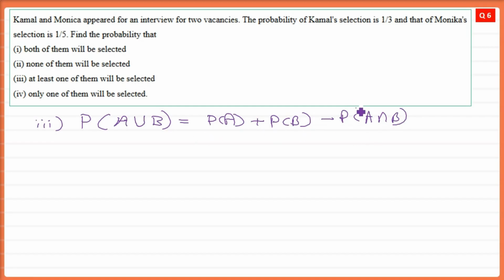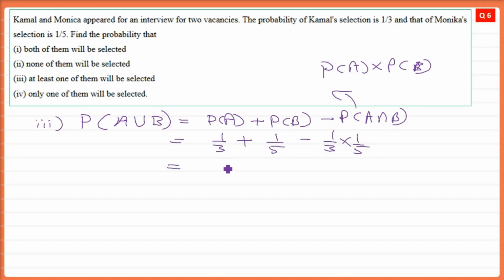And since we have earlier known that they are independent events, P(A intersection B) will be P(A) multiplied by P(B). P(A) is what? It's 1 by 3. P(B) is what? 1 by 5. And P(A) multiplied by P(B) is what? 1 by 3 multiplied by 1 by 5. So when you compute this, this is going to come as 7 by 15.